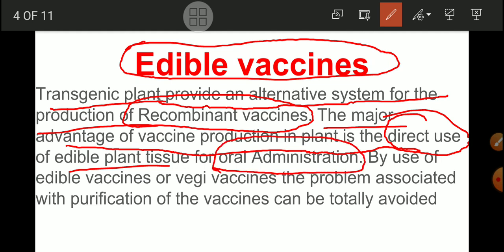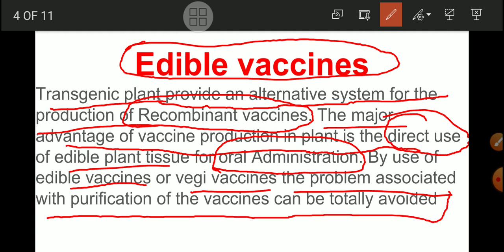By use of edible vaccines or veggie vaccines, in the sense vaccines which can be developed in transgenic vegetables, the problem associated with purification of the vaccine can be totally avoided. My friends, you have to keep in mind as science students, you are TYBSc students, you might know that vaccines are no doubt produced in a company, but again, purification of the vaccine is of a lot of importance, isn't it?